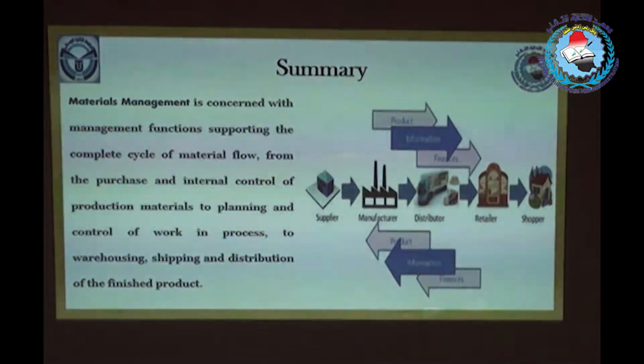Summary. Material management is concerned with the management function supporting the complete cycle of material flow, from the purchase and internal control of production material to planning and control of work in process, to warehousing, shipping, and distribution of the finished product. And this figure shows how all functions in the organization work with the material management department.